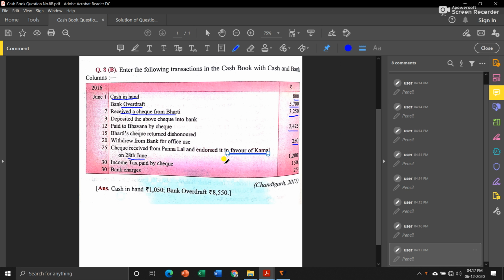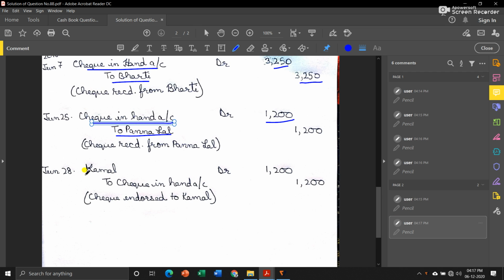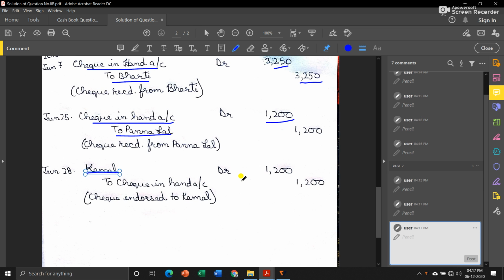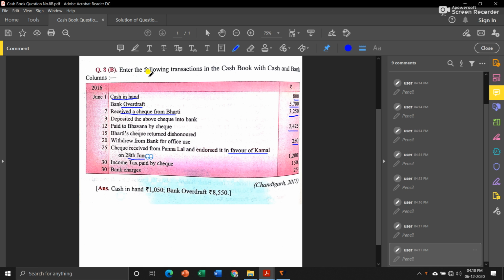Then next part of the transaction, they said that instead of depositing that check into bank, we endorsed it to Kamal. So on June 28 we will pass another journal entry. Kamal account will be debited because he is receiving that check, and we will credit check in hand account with the same amount 1200. So since cash and bank are not involved in this transaction, we will not pass any entry in cash book. Okay.